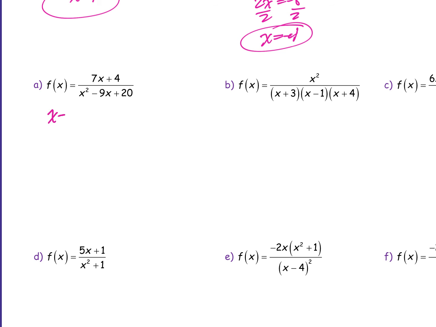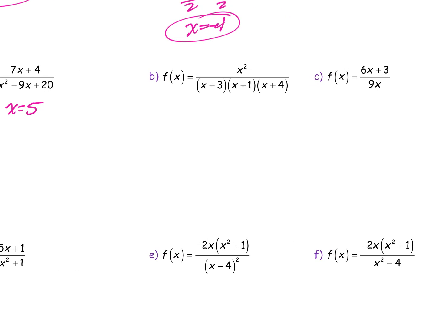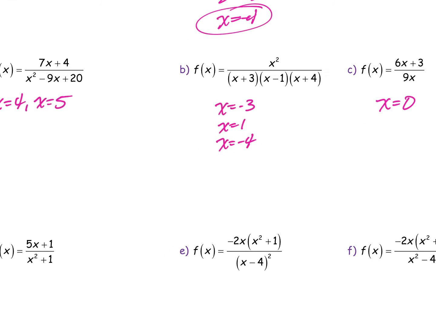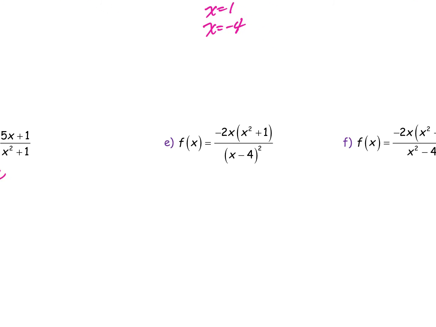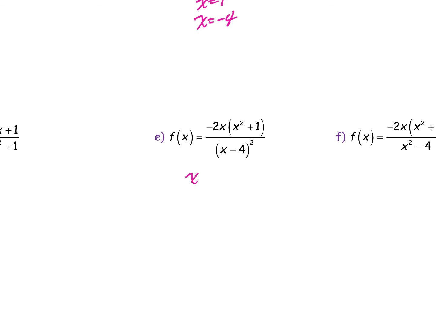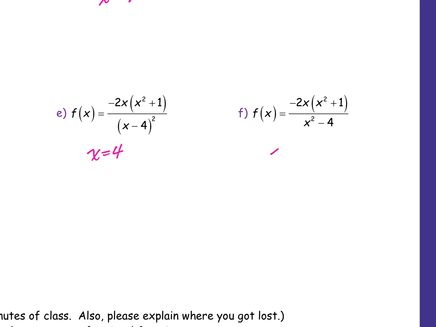A is x equals 4 and x equals 5. B is x equals negative 3, x equals positive 1, and x equals negative 4. C is x equals 0. D is none, there are none. E is x equals 4. And F is x equals 2 and x equals negative 2. And everyone who put answers into the chat box got those correct.